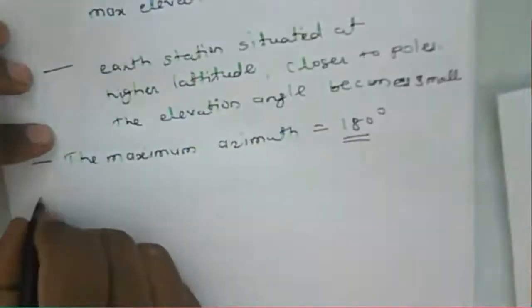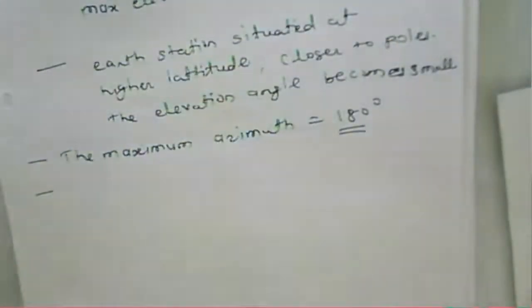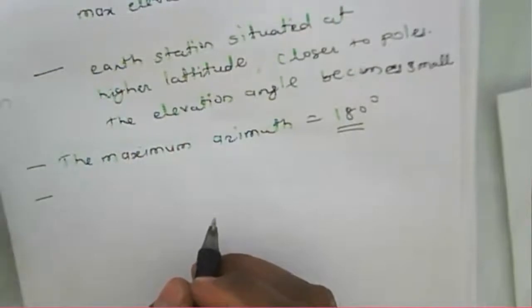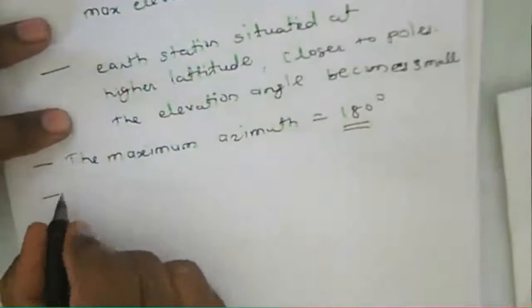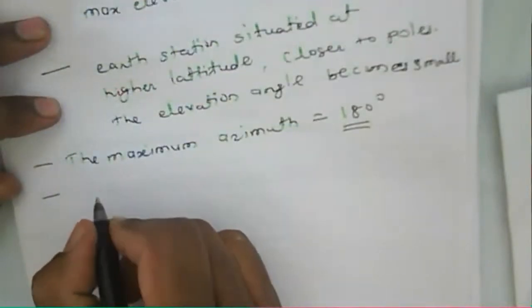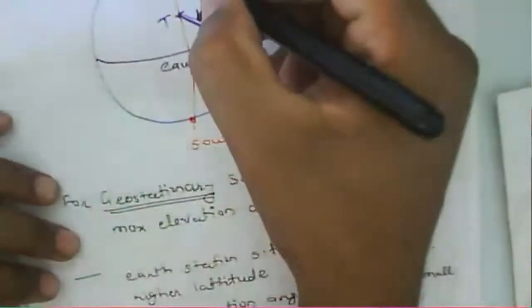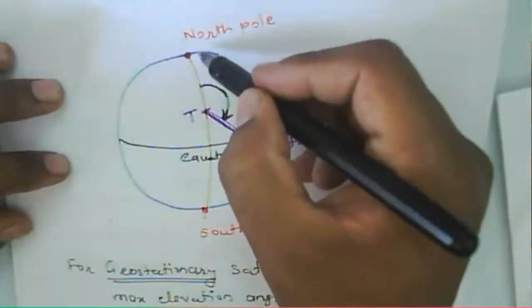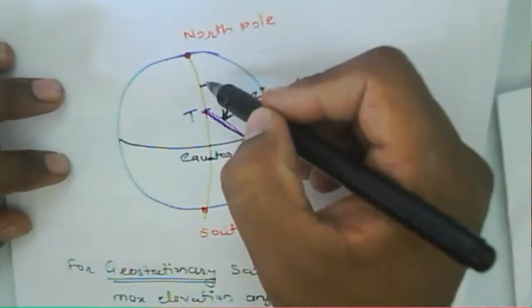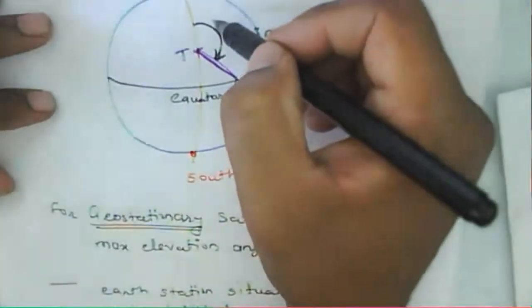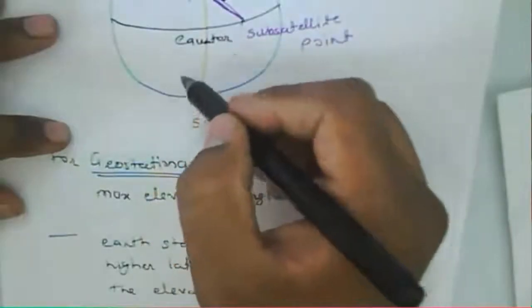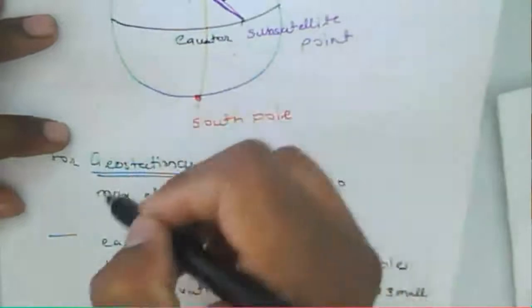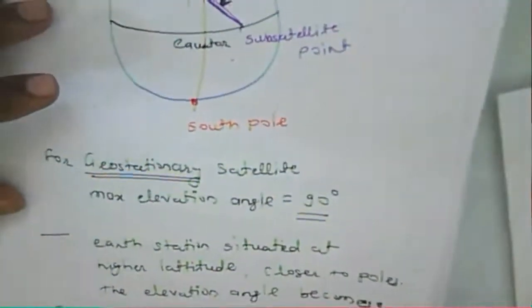If the earth station is located in the northern hemisphere, the azimuth angle of the visible satellite can be greater than 90 degrees and less than 270 degrees. In the other case, if the earth station is located in the southern hemisphere, the azimuth angle can be greater than 270 degrees and less than 90 degrees.